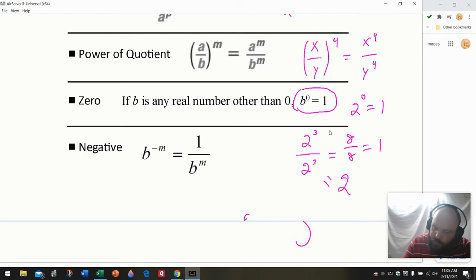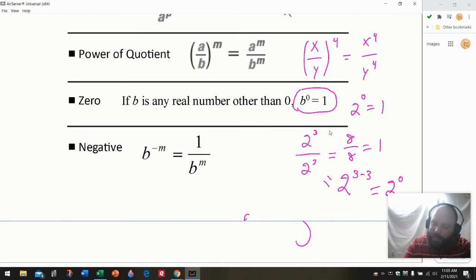2 to the 3 minus 3. Now, 3 minus 3 is 0. So what you've found now is that we've taken this expression 2 to the third power, and we have simplified it in two different ways.